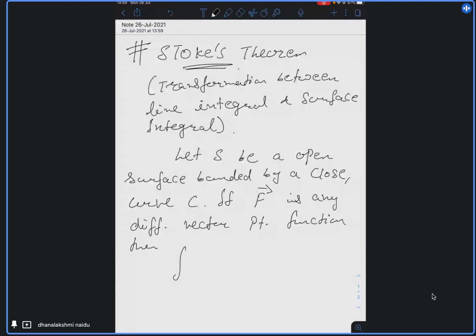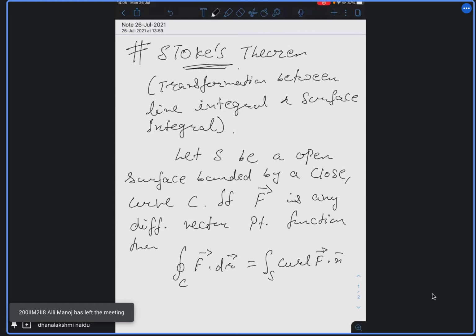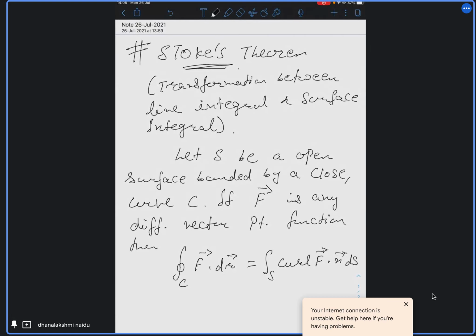then you can convert the line integral. So line integral is given by f bar dot dr bar, which will be equal to the surface integral curl of f bar dot n bar ds. That is the transformation here. The line integral f bar dot dr is equal to surface integral of curl of f bar dot n bar ds, where C is traversed in positive direction and n is, as usual, the unit outward drawn normal at any point of the surface.